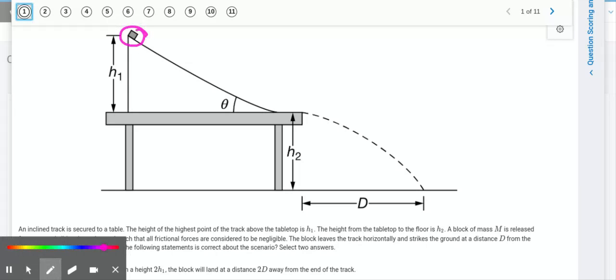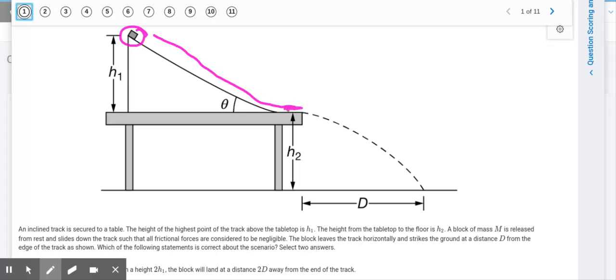So here she is up there. She goes down this way, and here you can see all of this speed here is horizontal velocity. Sorry, I said speed. It definitely says all friction is negligible, so that's great. That is eliminating outside forces or frictional forces. So the block leaves the track horizontally, right? Strikes the ground at a distance d. Which of the following statements is true?